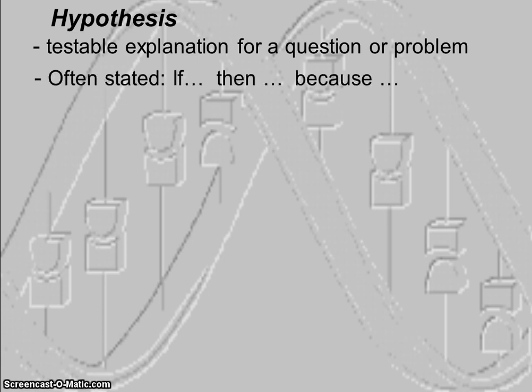And typically in biology class, I'll ask you to use an if, then, because statement, right? So if we add phosphate nutrient to this plant solution, then the plants will grow more rapidly because phosphate is a key nutrient for plant growth. So that would be a very good hypothesis, or a prediction that was used based on a hypothesis that we can then test, and we can test that in something called an experiment.